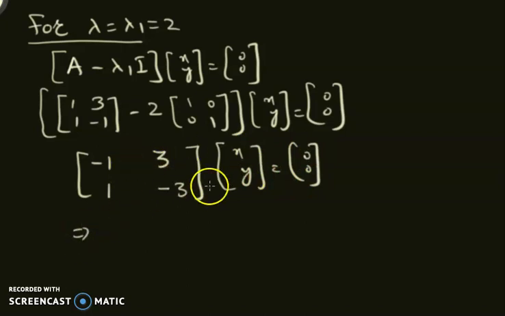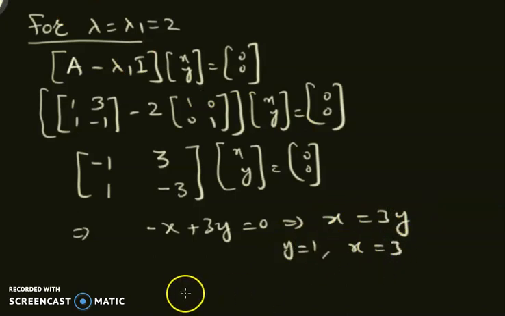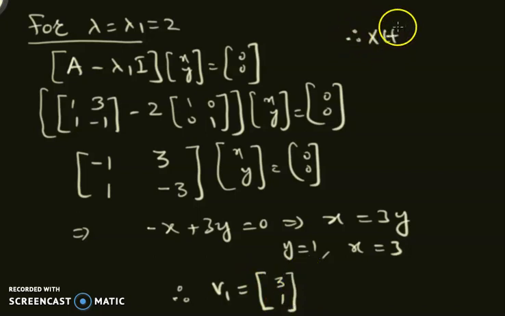From here you can see you will get the equation minus x plus 3y equals 0, or x equals 3 times y. So if you set y to be 1, then x is going to be 3, and in this way your vector v1, which is the eigenvector for lambda 1 equal to 2, is going to be (3, 1). And in this way x1 is x of t equal to e to the 2t times (3, 1). Okay, so now we will be solving for the eigenvector corresponding to lambda 2, which is minus 2.